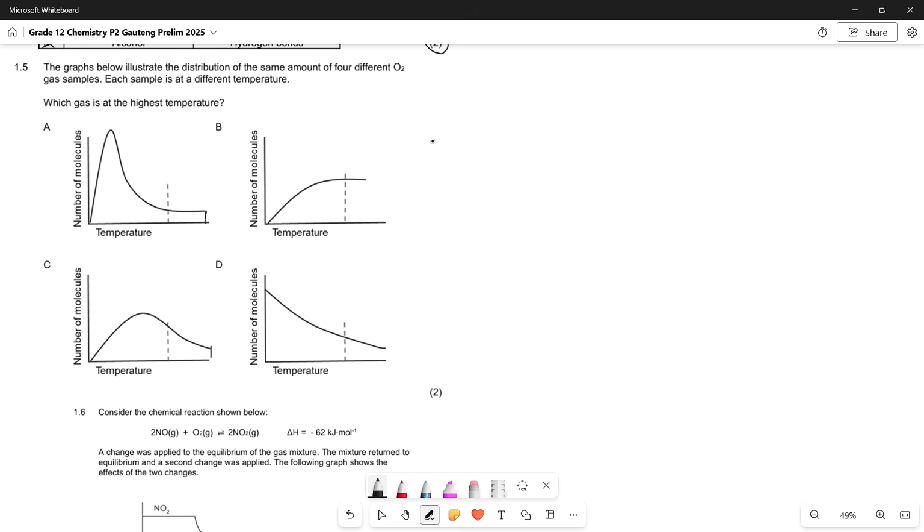And then 1.5, we're just going to work through this one quickly because on the memo it says accept all answers because it was phrased a bit weirdly. So what we're going to see here is 1.5. The graphs below illustrate the distribution of the same amount of 4 different O2 gas samples. So it's gas in every single graph over here, which means each sample is at different temperatures. And then it's saying which gas is at the highest temperature.